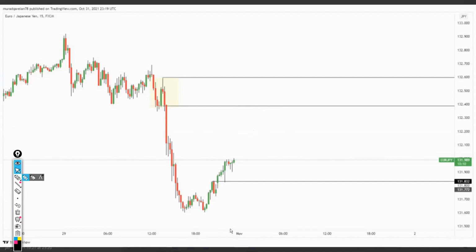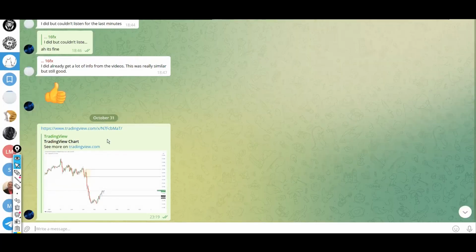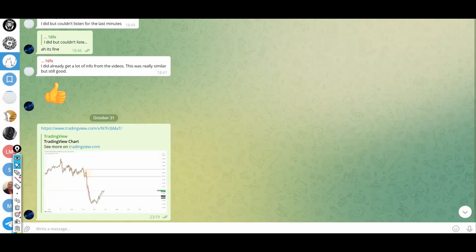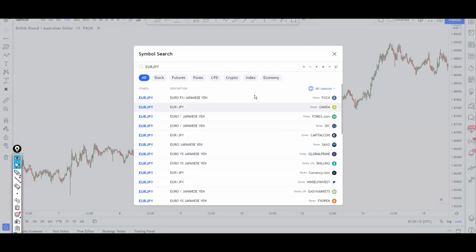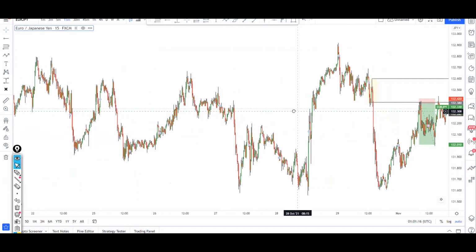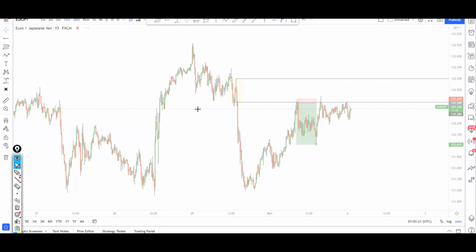Just give me a second. This will be much easier. I can just bring it down. So before even the move happened, I sent it to the VIP group, and yeah, they all got the little signal or whatever it's called. So let's go to EURJPY, check it out on the market, and so yeah, this is how it looks like.